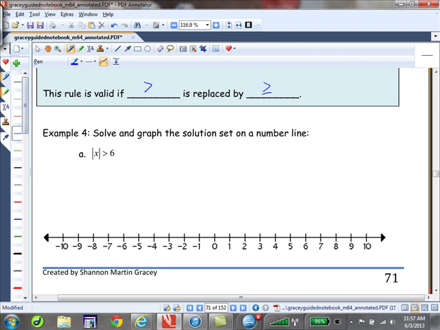So here we go. Just trying some numbers. If I plug in 0 for x, is that true?